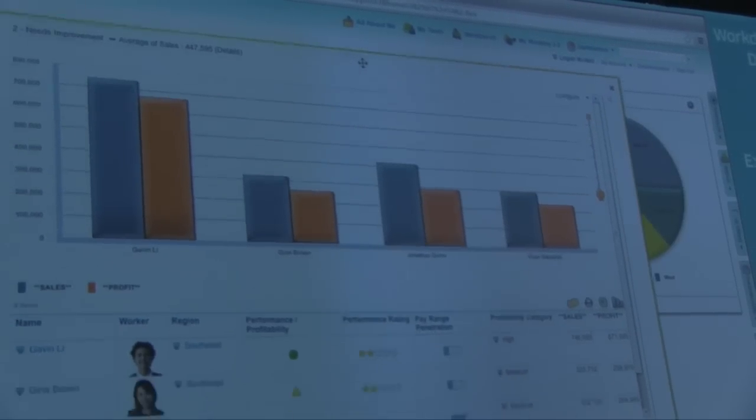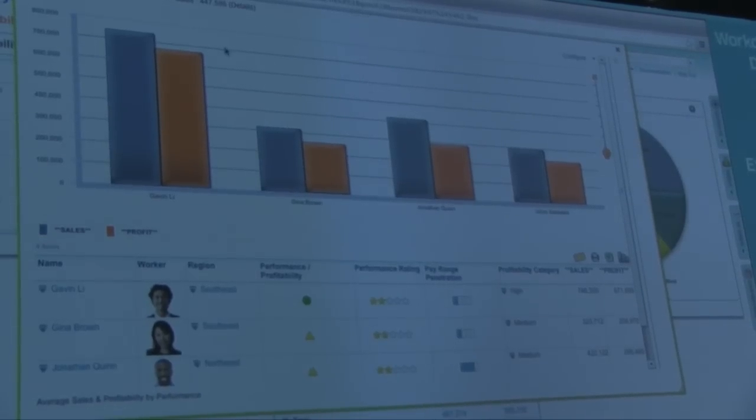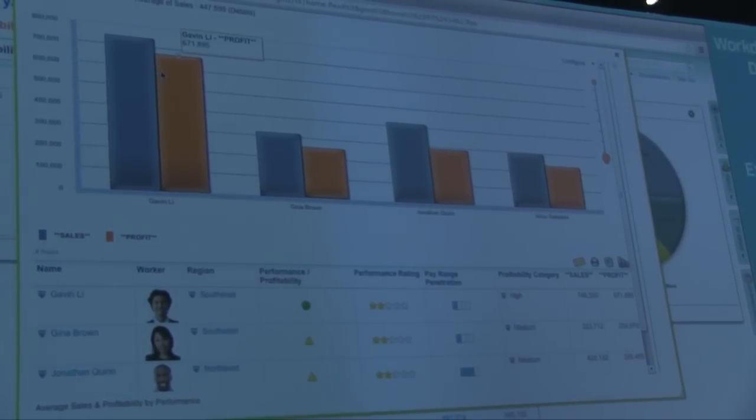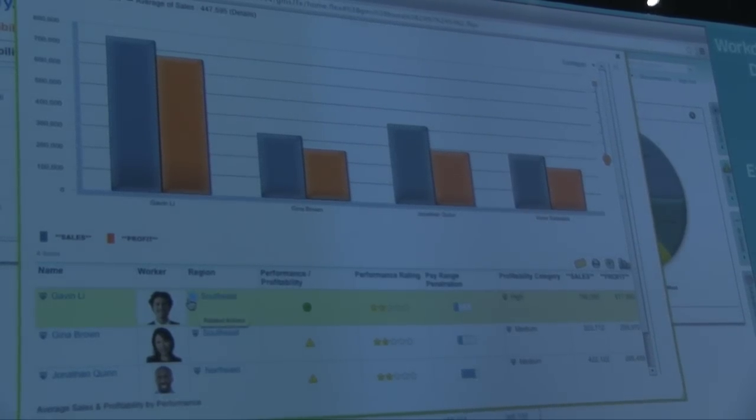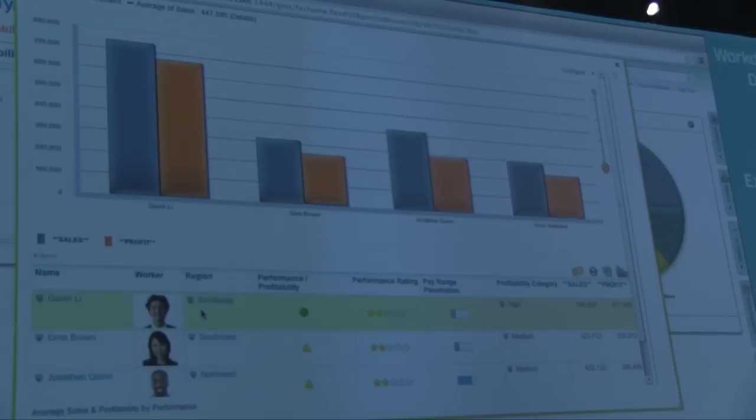Keep in mind, all of the data you're seeing here is worker data combined with third-party data, data from outside of Workday, and this familiar experience that you know and understand. So in this case, I very likely have a rising star in Gavin, who is sitting in my level 2 performance, and I can take action to make sure we're taking care of him. So this is answering the CEO's question.